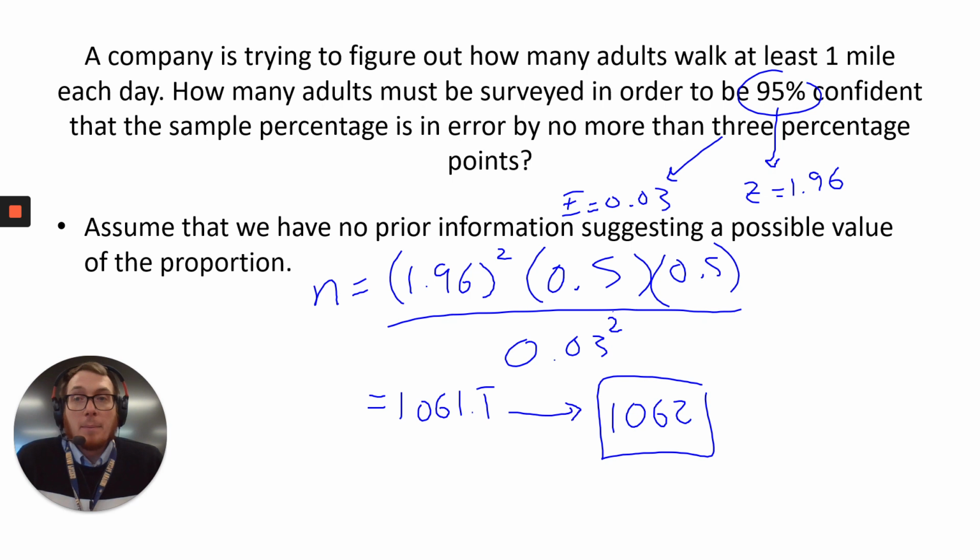Okay, so here's an example. We're trying to figure out how many adults walk at least a mile a day. So you want to be 95% confident. It says that the sample percentage error should be no more than 3%. So 95% confident means my z-score is going to be 1.96. And then within 3 percentage points, my margin of error is 0.03. Remember, make that a decimal.